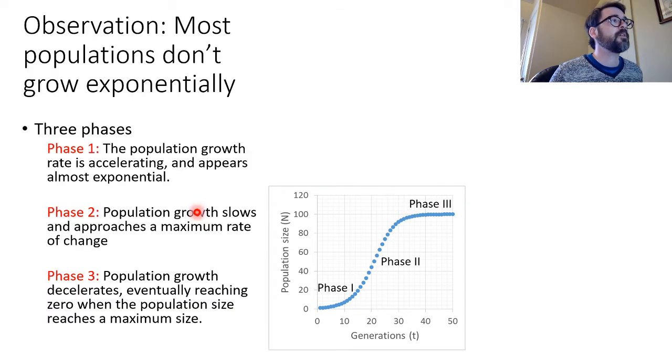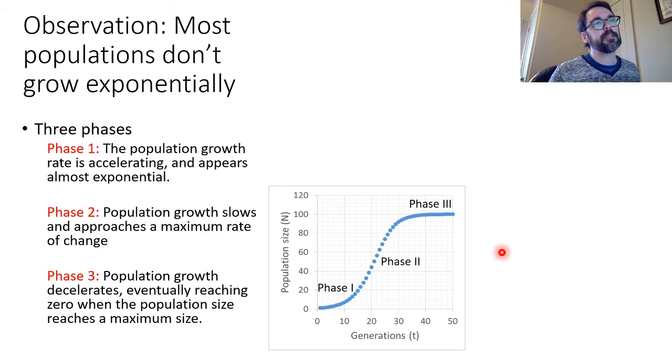And this logistic curve has a couple of interesting phases. In phase 1, the population growth rate is accelerating and it appears to be getting faster and faster. It's almost exponential. Phase 2 is where it switches directions. And if any of you are calculus nerds, this is the inflection point of the curve. It's where it actually switches from increasing to decreasing. And then phase 3 is where it settles into zero population growth rate and reaches that stable maximum where it's going to stay.